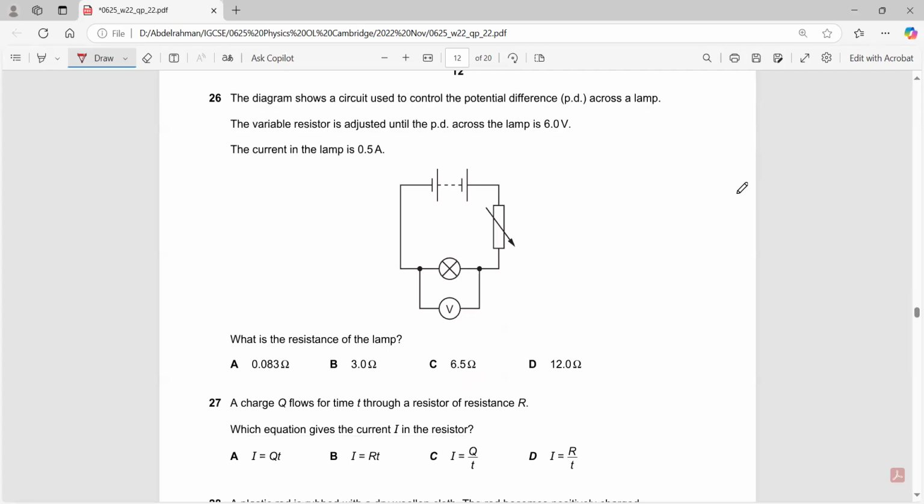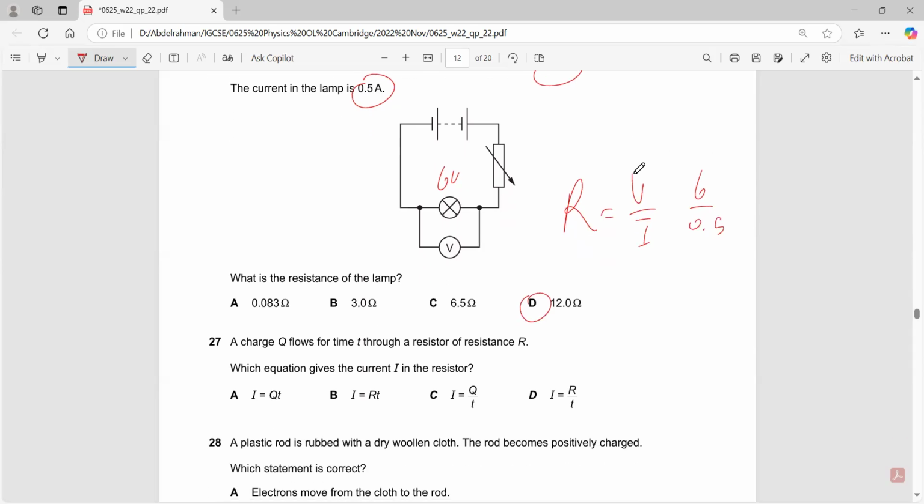Question 26. What is the resistance of the lamp? The current in the lamp is 0.5 amperes. The variable resistor is adjusted until the potential difference across the lamp is 6 volts. 6 volts, and you have the current. What is the resistance? R equals V over I, so 6 over 0.5 is 12 ohms.